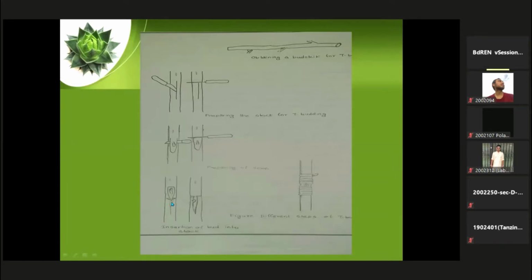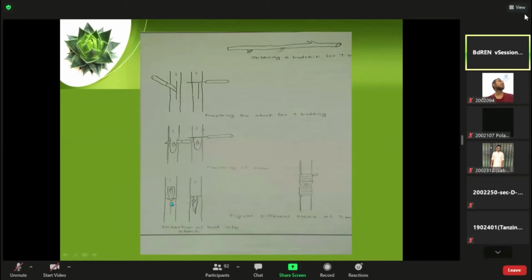Okay, see here. Just we will use our grafting knife to just peel off the bark and make a pocket here. And we will take this bud and we will insert this bud in the T-shaped pocket. Okay. Now it will be clarified. I will show you some short video.